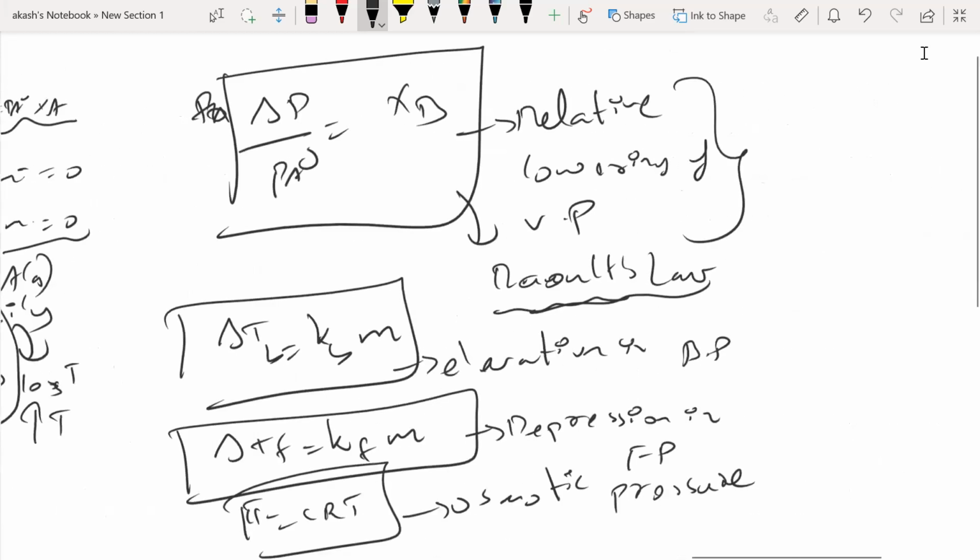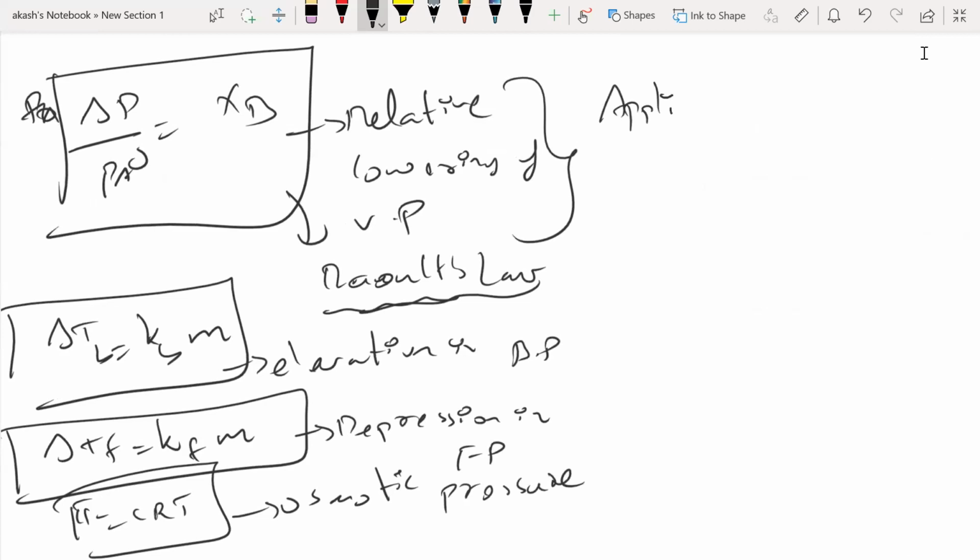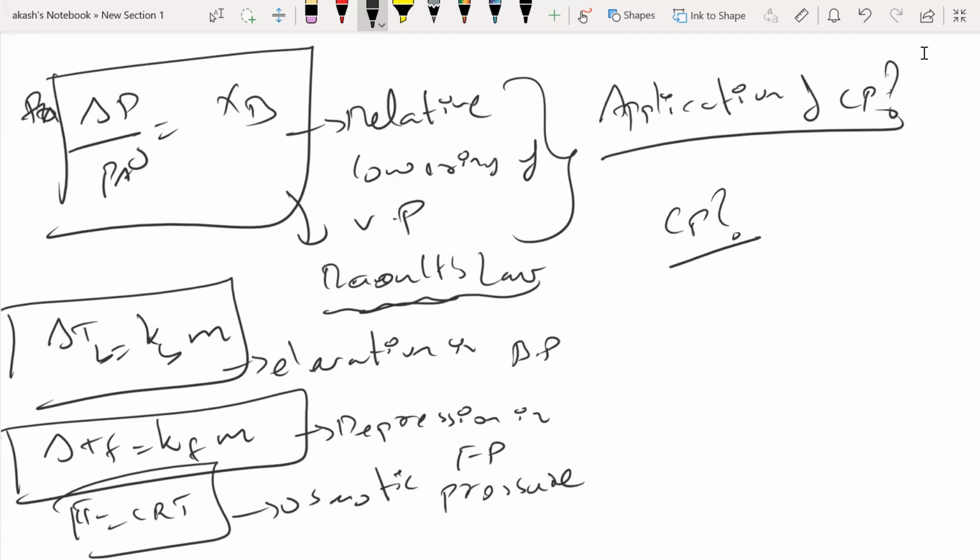Now, the question is, what is the application of colligative property? Where do we use colligative properties? First thing, how do you define colligative property? First, tell me that. What are colligative properties? Sir, it is a property of solutions which depends on the number of solute particles other than the chemical nature.